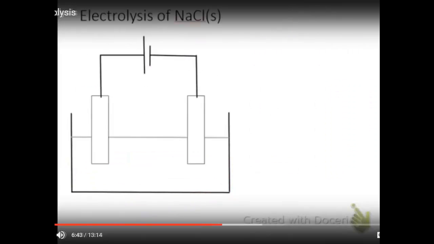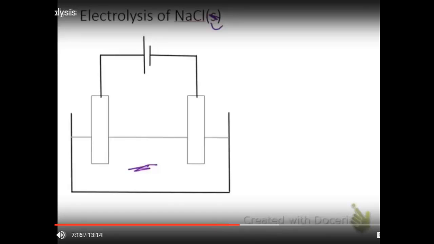So let's take a look at what would happen if we were using this electrolysis to separate sodium chloride. And this should not say solid, it should say liquid, because you need to have the ions able to move. They need to be molten in order for the ions to move within this solution. Okay, so we're going to talk about taking molten sodium chloride, and then next slide we'll look at what happens if we have aqueous sodium chloride.